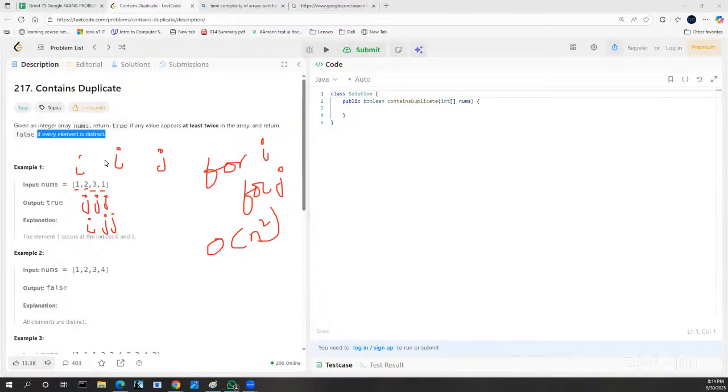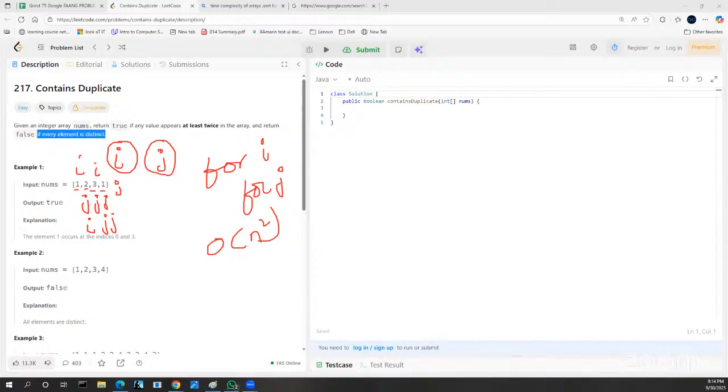Okay, nice. So the brute force approach would be to use a nested for loop. For each i, we can check all the j's, and we can continue doing that until i arrives at the second last element, and j arrives at the last index. But the complexity would increase to O of n square. Okay, but we want to avoid this solution.